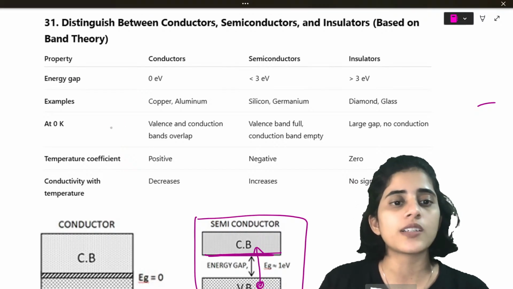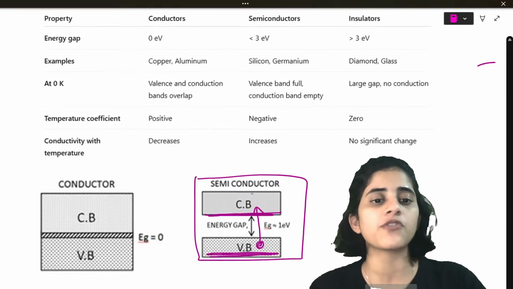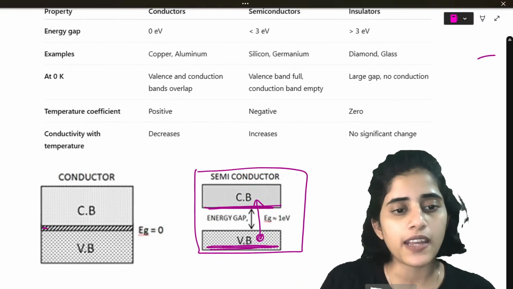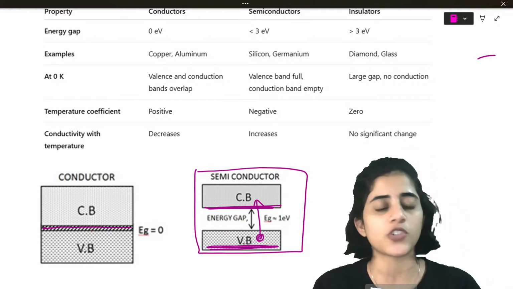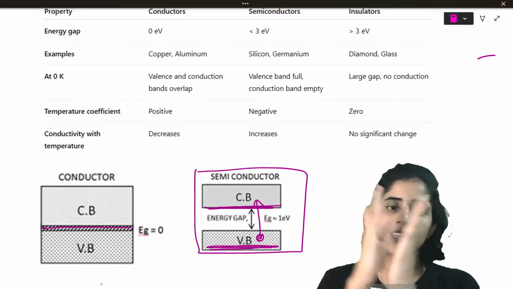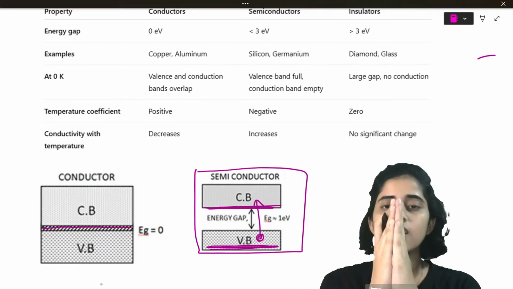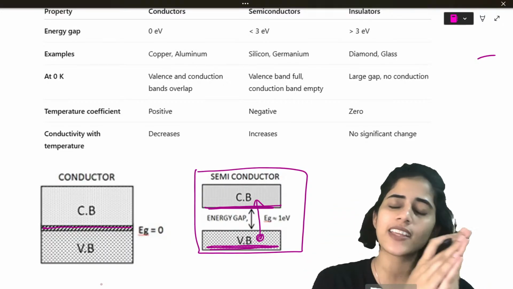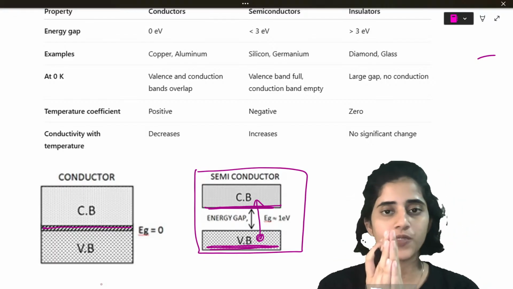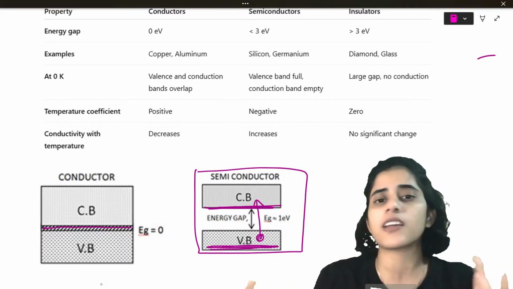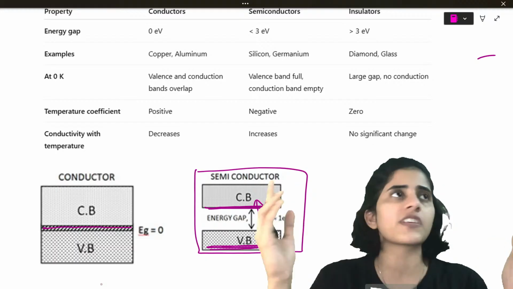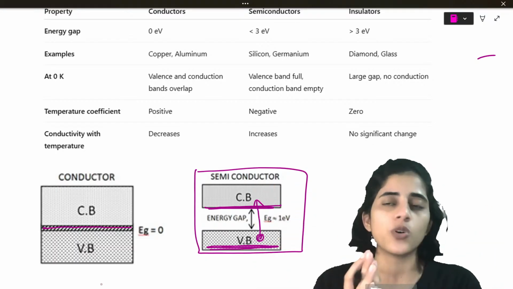Now, conductors, insulators. The main difference between conductor, semiconductor, and insulator is the energy band gap between the valence band and conduction band. For a conductor, there is no gap, they're very close together. That is why electrons are easily able to flow from valence band to conduction band, because it does not need any energy. It's like you going from one room to another. Even if it's raining, you can easily go.